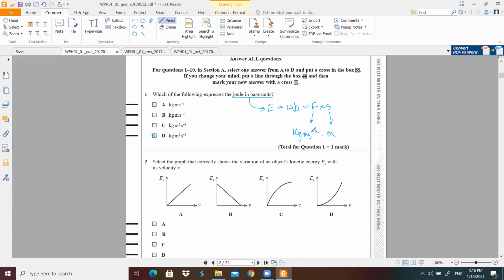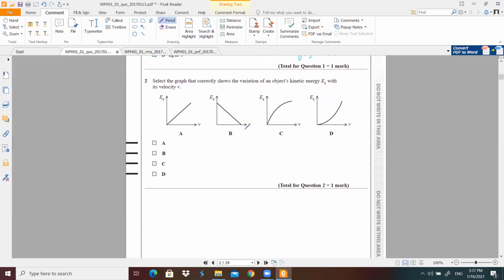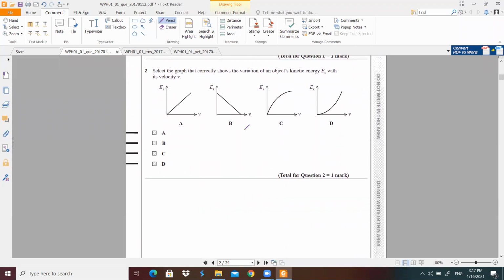Please take a look at this, everyone. This is the way you have to solve questions like this. Let's move on to number 2. Select the graph that correctly shows the variation of an object's kinetic energy with its velocity v.